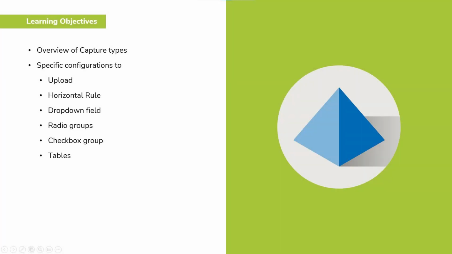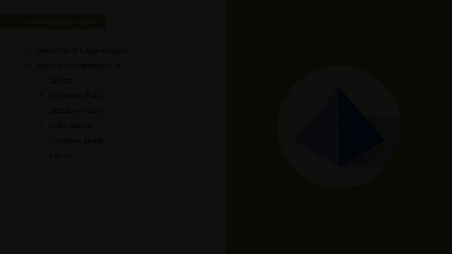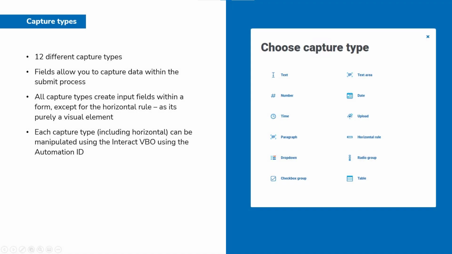In this short how-to video, we'll be covering the remaining capture types, which are upload, horizontal rule, dropdowns, radio and checkbox groups, and tables. But before we do this, let's have a quick look at all the capture types. There are 12 in total, and most will allow you to capture data using input fields within the subnet process. Each capture type has an automation ID which can be referenced in the Interact VBO for manipulation.